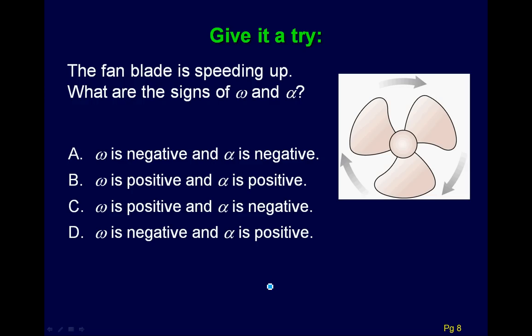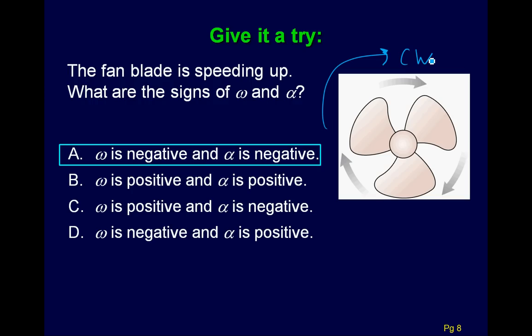So real quick, just a little refresher here. Here we have a fan blade that's rotating in the clockwise direction. We want to know what are the signs of omega and alpha, and assume the fan blade is speeding up. What do you think? All right, hopefully you got that they're both negative.